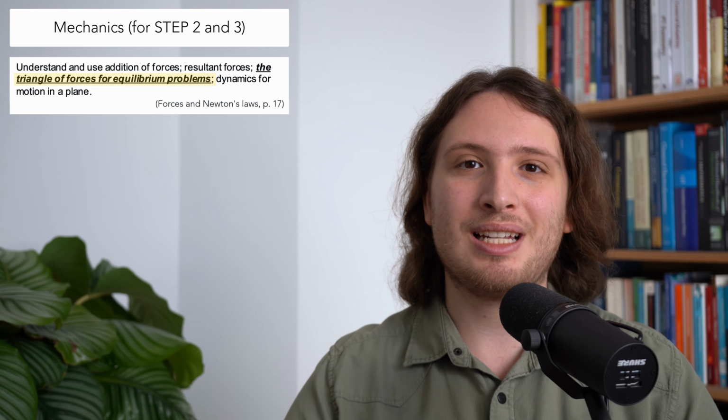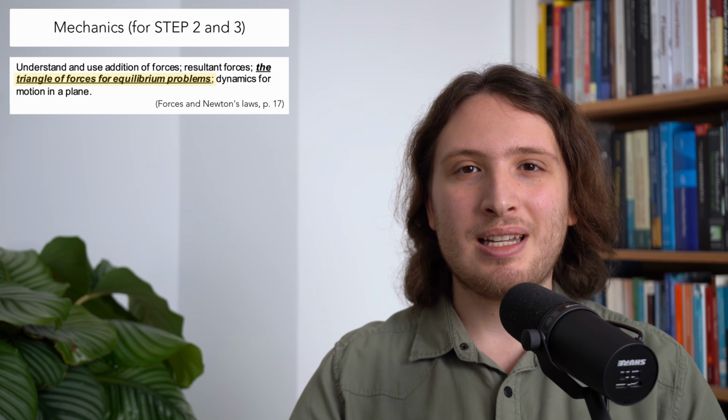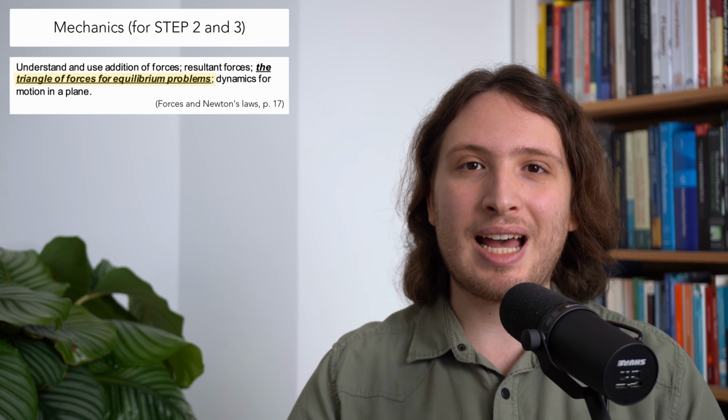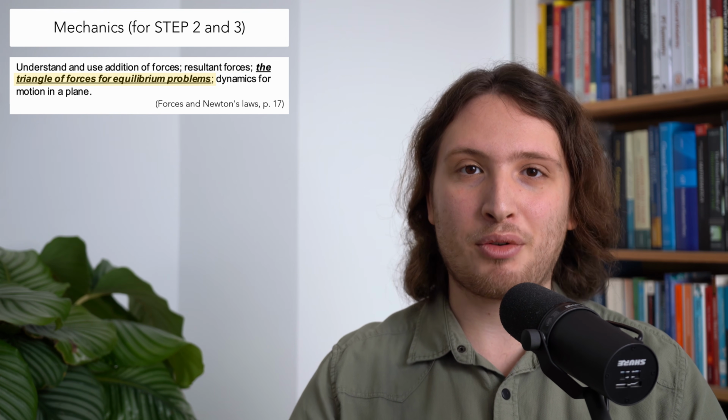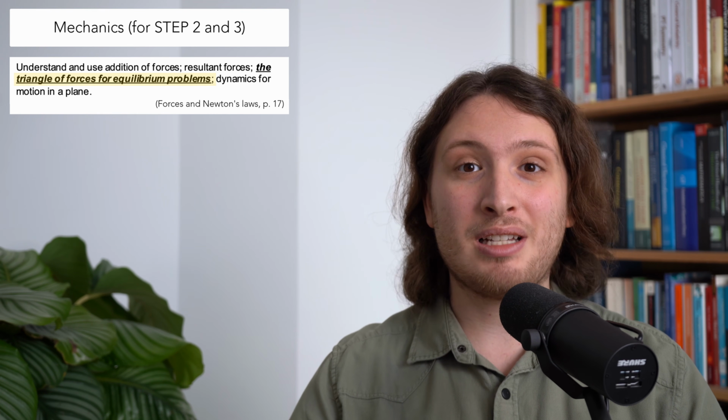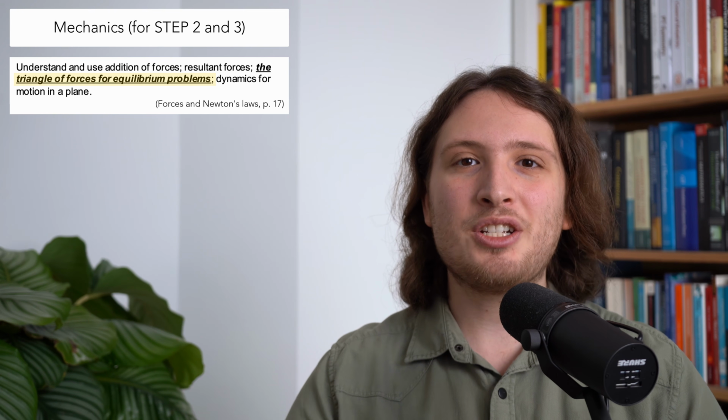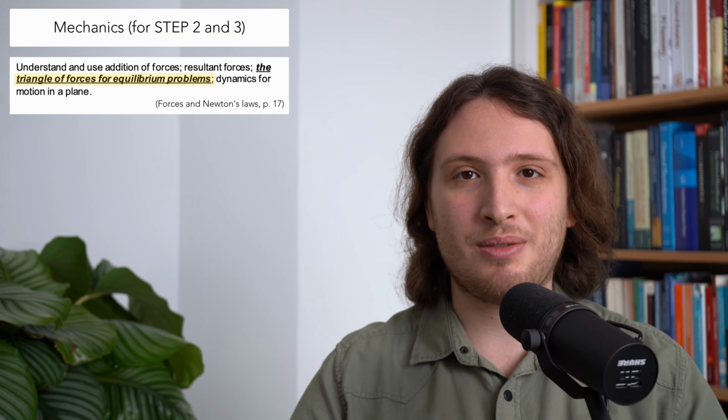For mechanics, there's some extra material that you will need to learn, even if you do take the optional further mechanics modules. On STEP 2 and 3, you'll need to know about the idea of a triangle of forces. This is simply the statement that if you have 3 forces acting on an object in equilibrium, if you join up the vector arrows of the 3 forces, nose to tail, they must form a closed triangle. And this geometrical intuition can sometimes be useful.